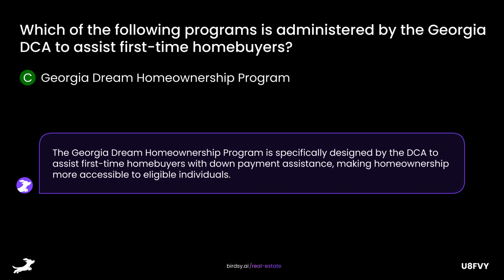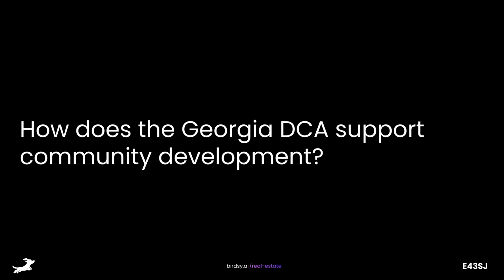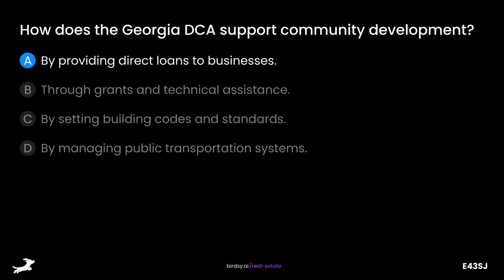The Georgia Dream Homeownership Program is specifically designed by the DCA to assist first-time homebuyers with down payment assistance, making homeownership more accessible to eligible individuals. How does the Georgia DCA support community development? Is it A, by providing direct loans to businesses, B, through grants and technical assistance, C, by setting building codes and standards, or D, by managing public transportation systems? The answer is B, through grants and technical assistance.